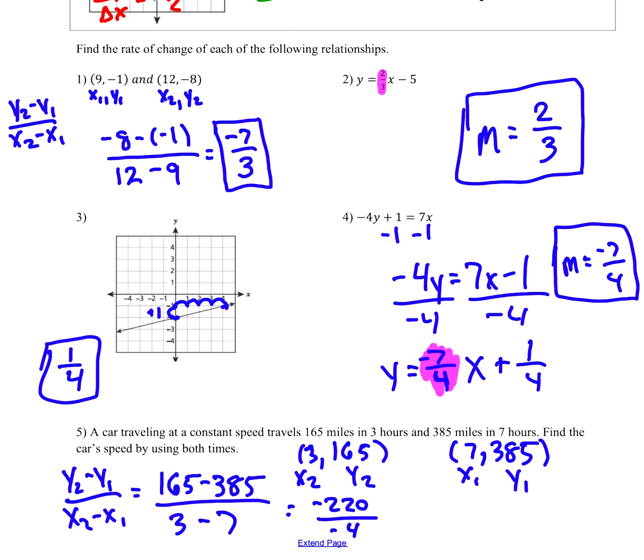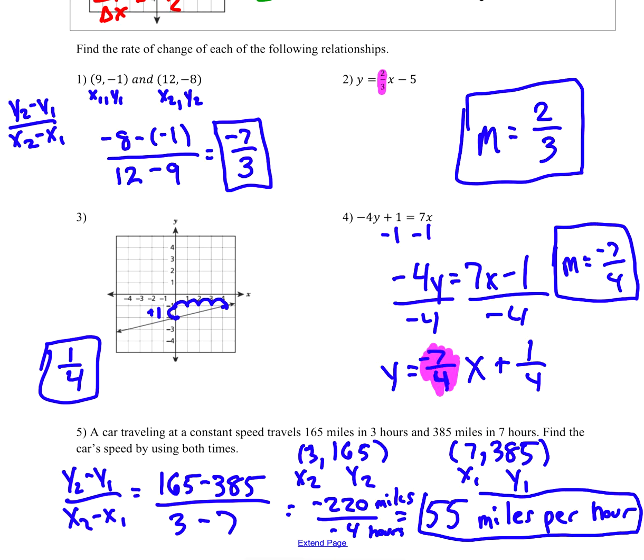Now negative divided by negative is going to make it a positive, and we're going to get 55. Now put in the context of the question. The top was miles. The denominator was hours. So that would be 55 miles per hour. Whenever you see speed, always think rate of change, because speed is a rate of change. It's how many miles you're changing per hour, or how much distance you're changing per unit of time.